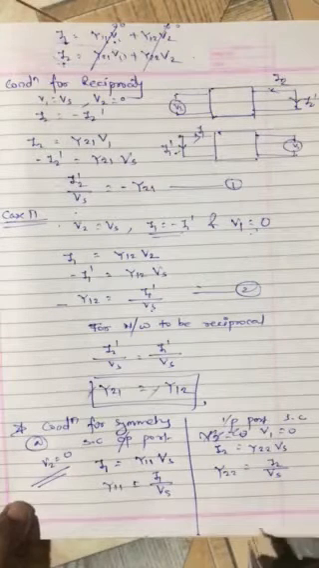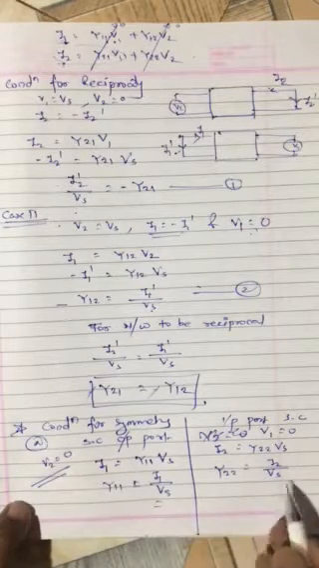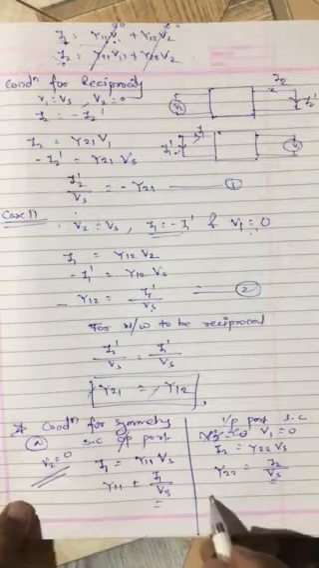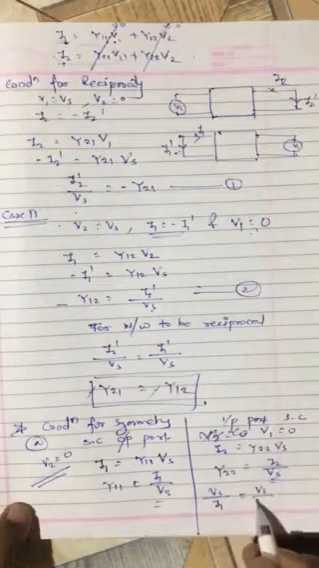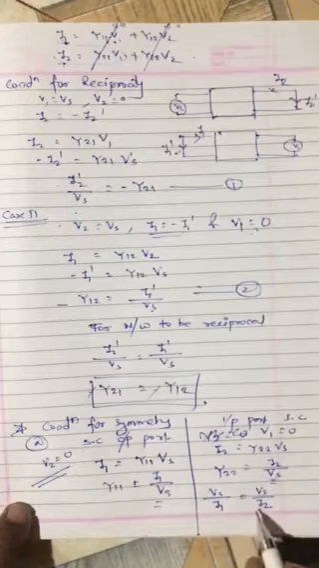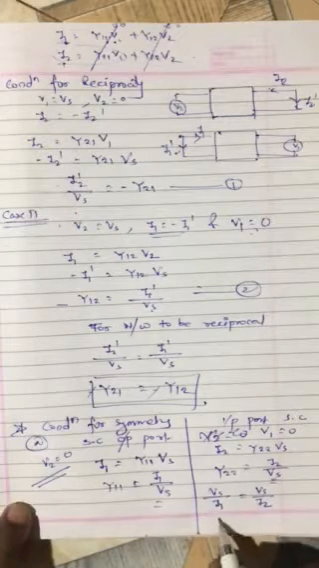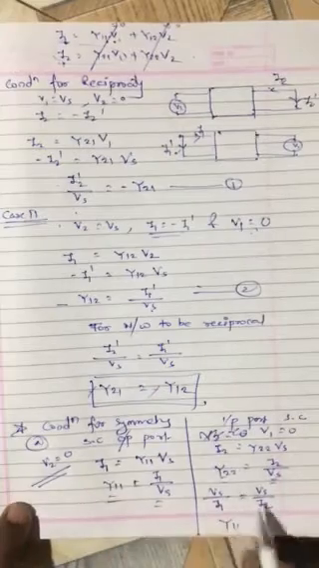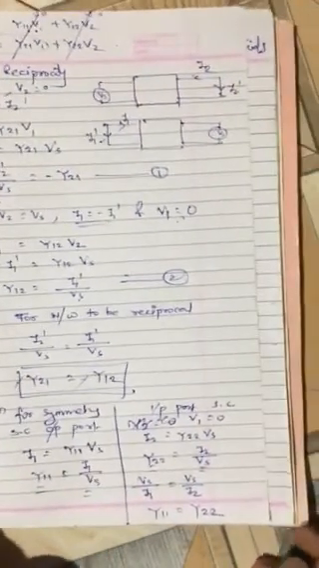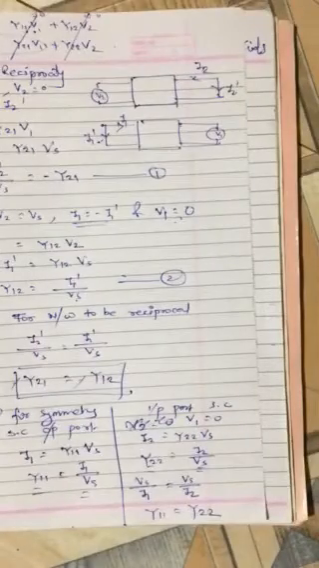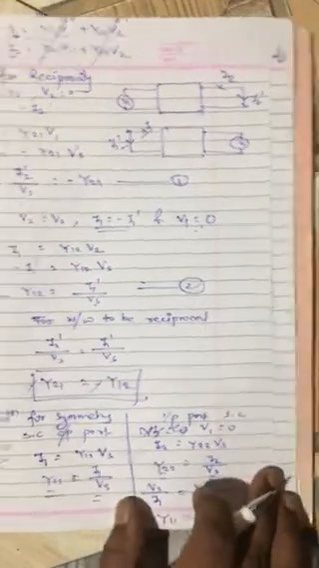Okay, now if the network is to be symmetrical, these two ratios should be same, or if it is the voltage by current ratio, Vs by I1 should be equal to Vs by I2. When will this happen? When y11 equals y22. Okay, so this is the condition for symmetry, and this whole thing was for the short circuit parameter.